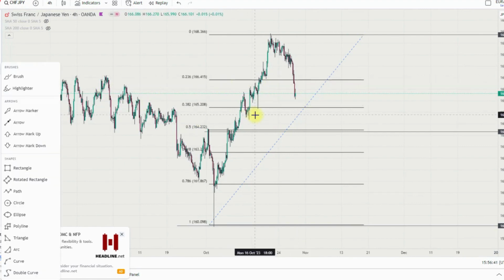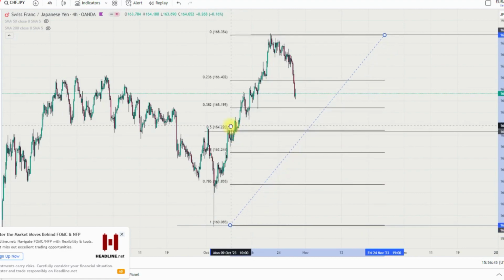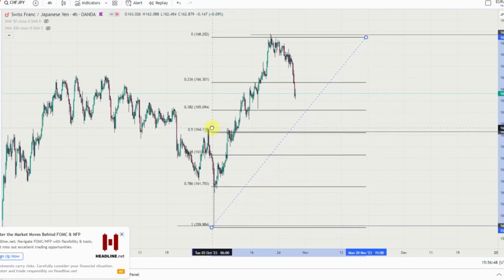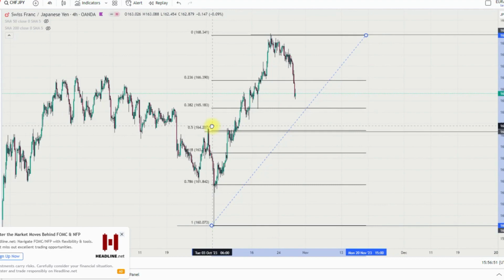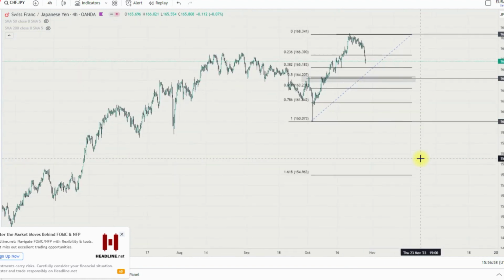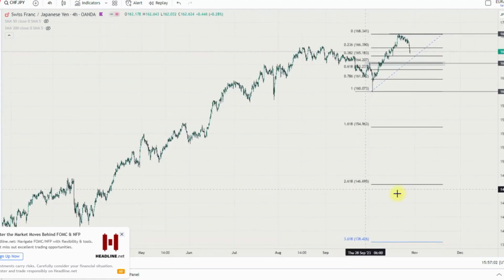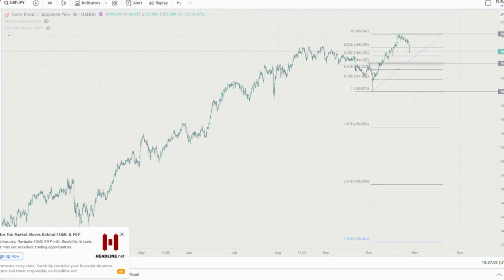But my favorite position is at this particular area. My favorite place to take a buy position is at that particular area. So let's see how the market reacts to that area. Probably maybe we'll take a buy bias from that area.